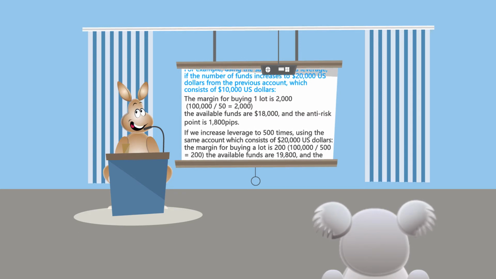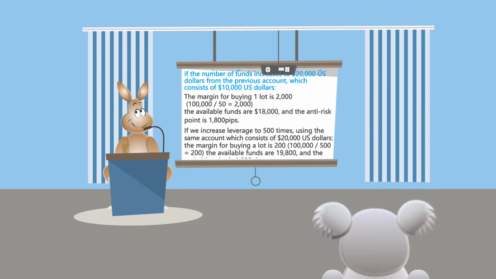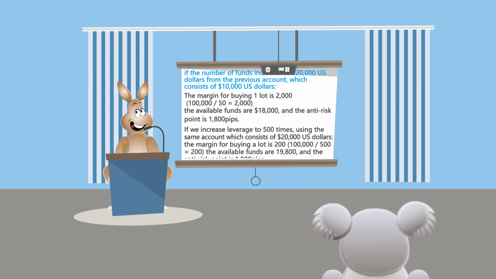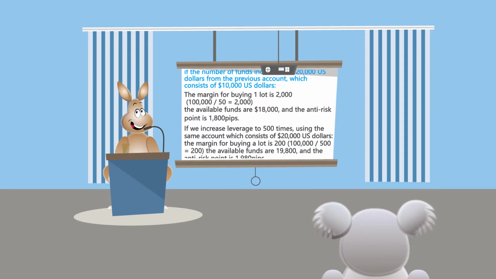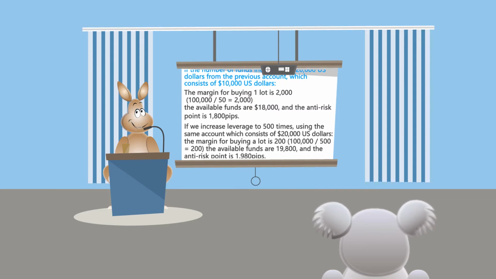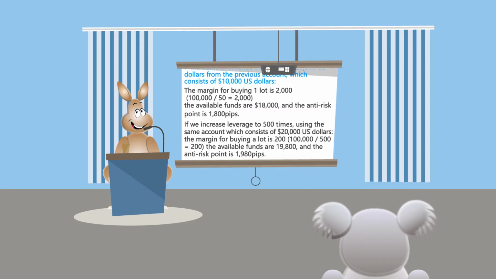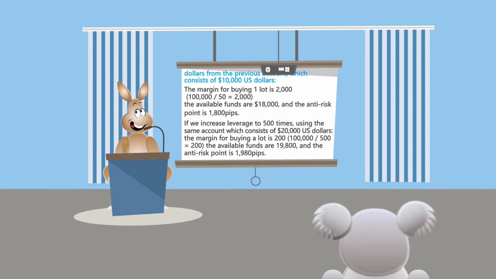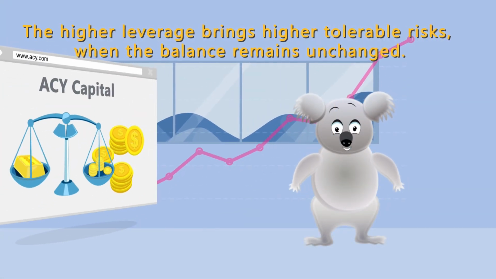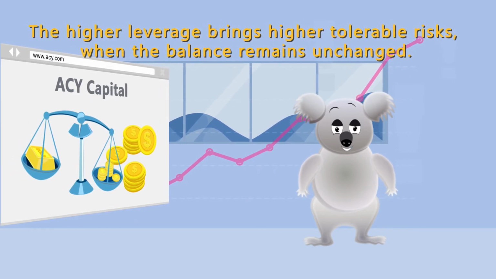If we increase leverage of 500 times using the same account, which consists of $20,000, the margin for buying a lot is 200. 100,000 by 500 equals 200. The available funds are 19,800. Margin call is 1,980 pips. Amy, can you see the margin call chance decrease by 180 pips just by increasing leverage? So, the higher leverage brings higher tolerable risks when the balance remains unchanged?